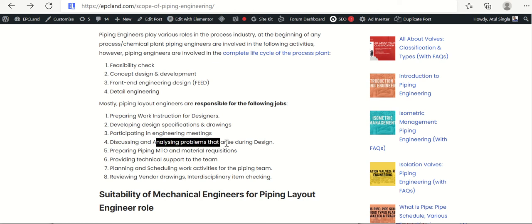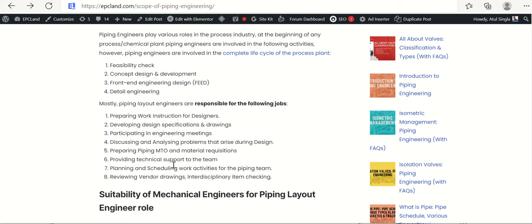Discussions and analysis, problem statements that arise during design. So when a person is interacting with a lot of other stakeholders, they have to have some problem solving nature, right? They should not always come with the problem. They have to be coming up with solutions also. So their common sense and technical knowledge has to be very strong.